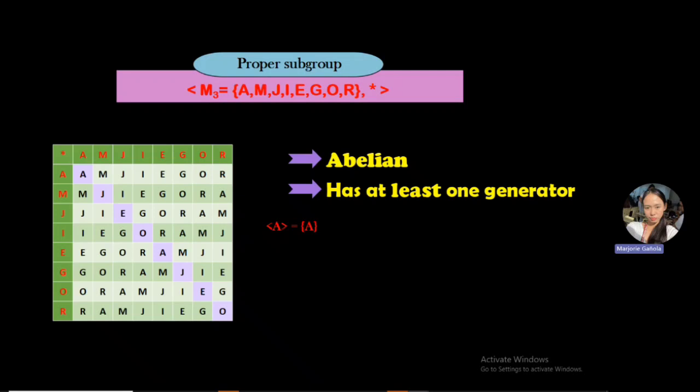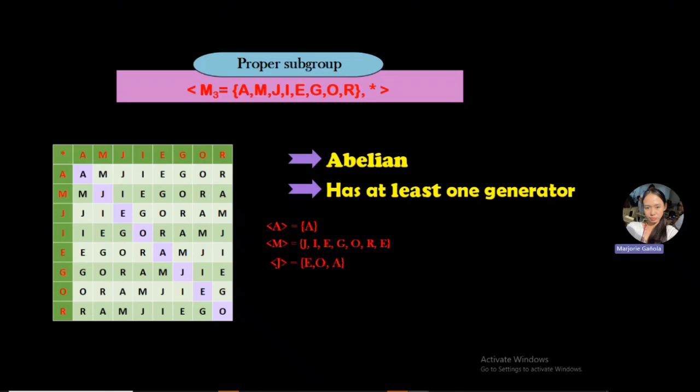As you can see in here, A star A is equal to A, so A generates only itself, while M generates J, I, E, G, O, R, and A. Because M star M is equal to J, J star M is equal to I, I star M is equal to E, E star M is equal to G, G star M is equal to O, O star M is equal to R, and R star M is equal to A. Pardon, this was supposed to be A, not E. You can just change it.